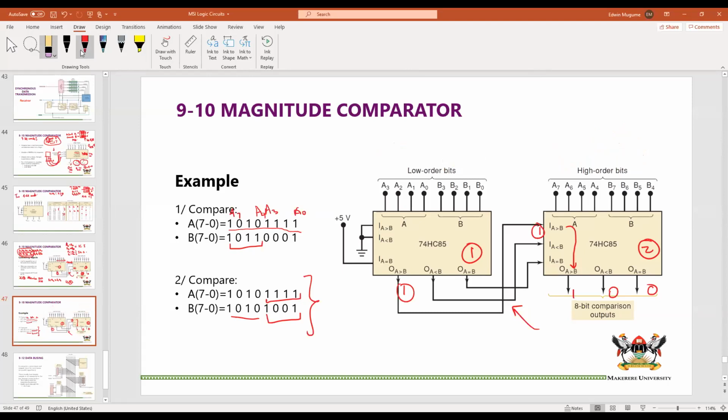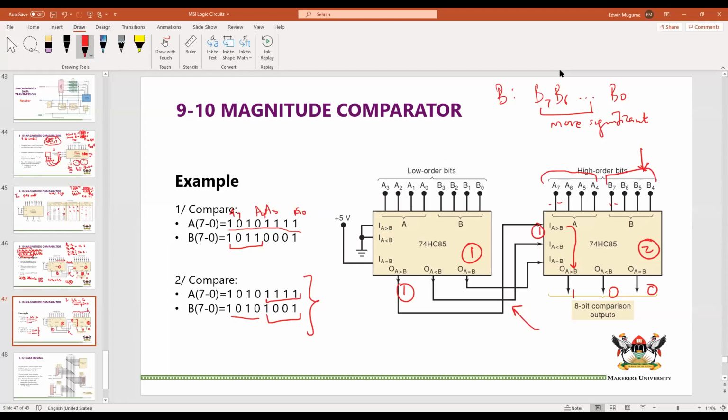But usually when we write B as B7, B6, down to B naught, these would be more significant. You start this side, and so we start our comparison from that side. And so because these are the ones going in here, B7 is the most significant and A7 is the most significant here.